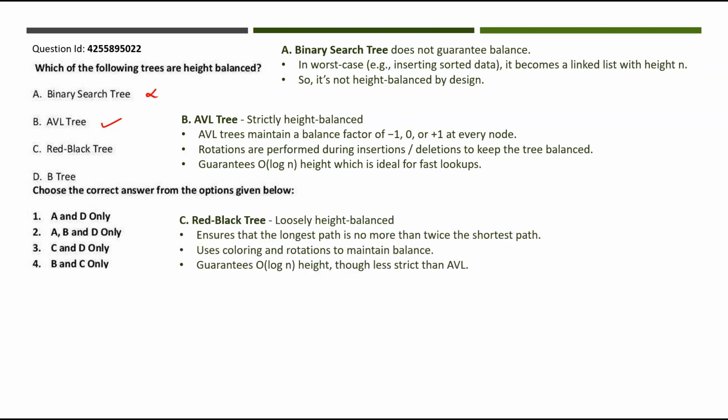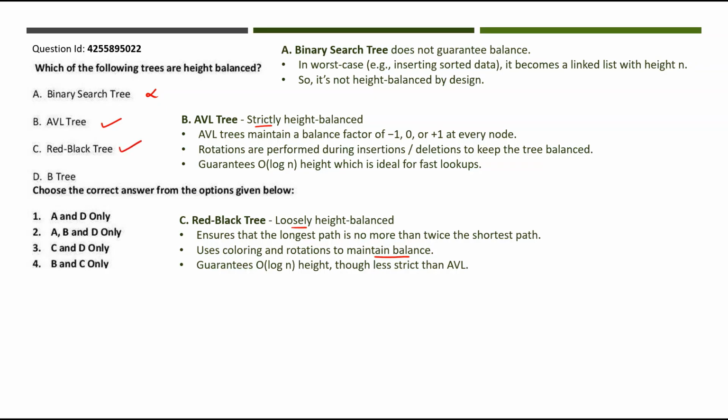What about red-black tree? This is actually called loosely height balanced. So AVL is strict and this one is loose. It ensures that the longest path is no more than twice the shortest path. It uses coloring and rotations to maintain balance. So the balancing aspect is there. This also guarantees O(log n) height, though less strict than AVL. So even C is in the answer.